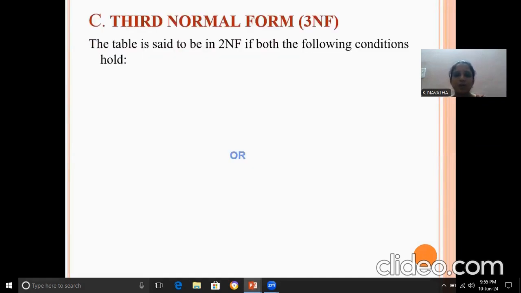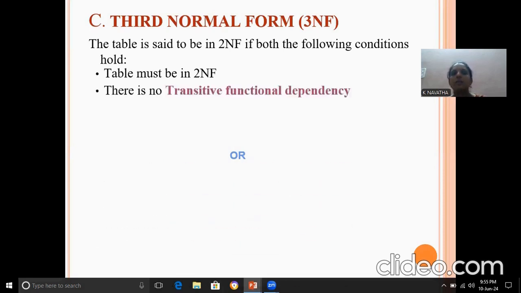Now we come to third normal form. A table is said to be in third normal form if both of the following conditions hold. That means it must compulsorily be in second normal form. Then next, there is no transitive functional dependency. A transitive dependency is: X tends to Y, Y tends to Z, so X tends to Z.